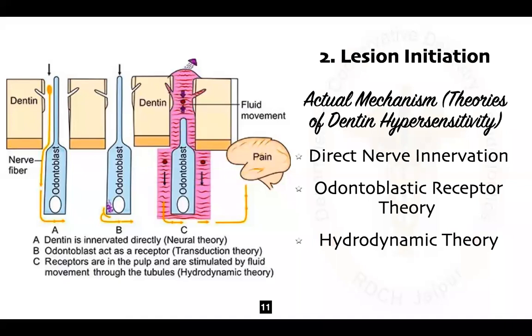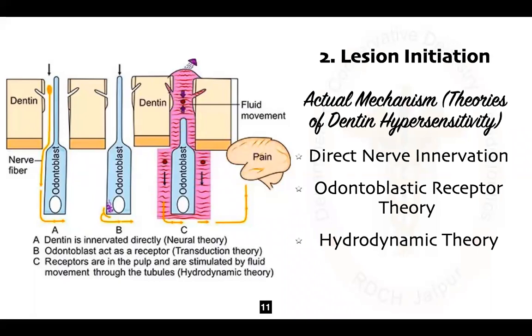People who would like to remember all 2-3 names of these individual theories, that is amazing for you. If you're able to remember, please do remember. If not, don't worry about it. All you really need to know is the difference between the three theories and you're sorted. The third one and the most accepted one is receptors are in the pulp and are stimulated by fluid movement through the tubules, also known as hydrodynamic, most accepted.